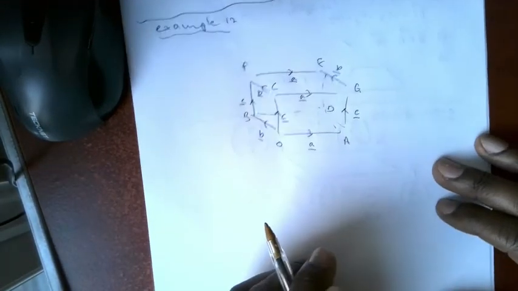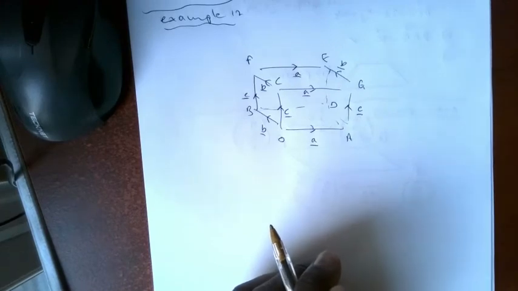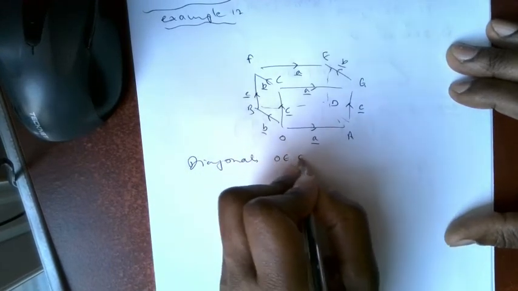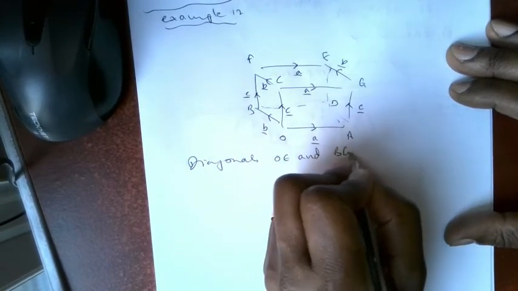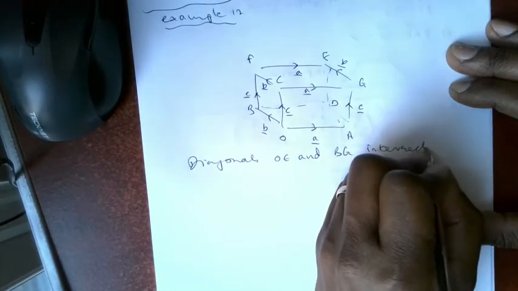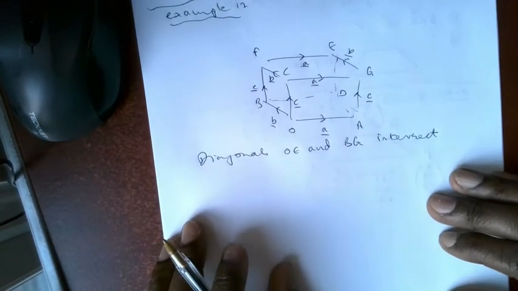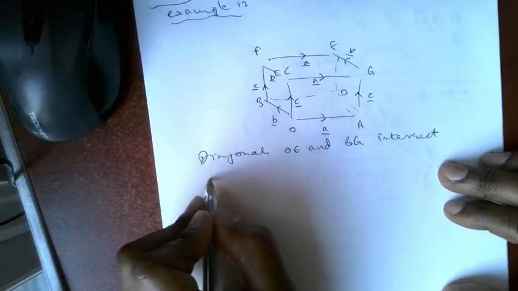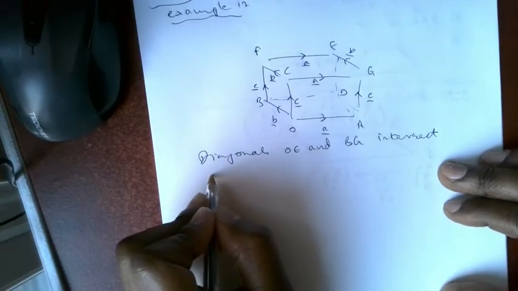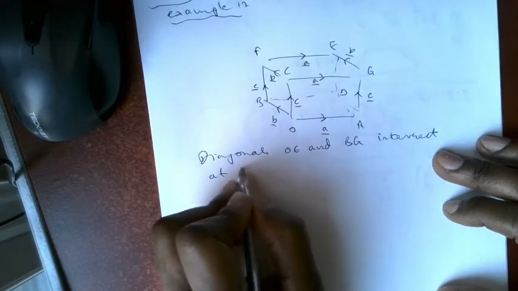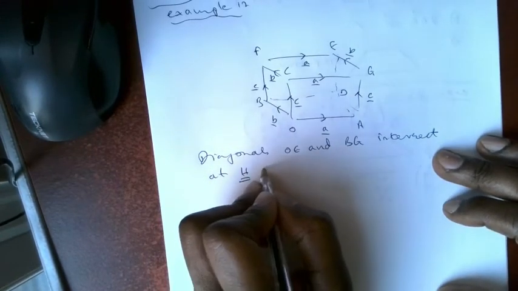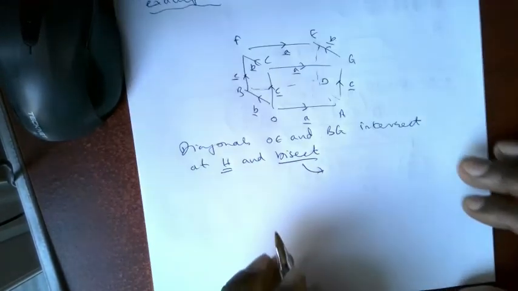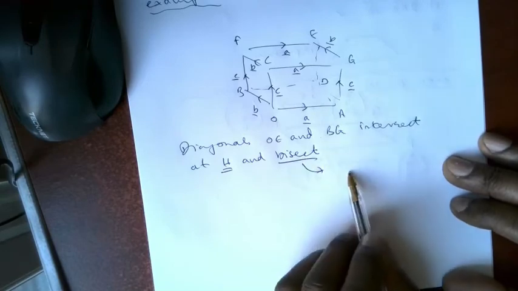Okay, so there's lots of stuff going on there. And what we want to do is to prove that the diagonals OE and BG intersect. Okay, and basically we want to prove that where they intersect, and let's call this point H, that's what they call it in the question, and bisect, that was what was in the question. This is important.